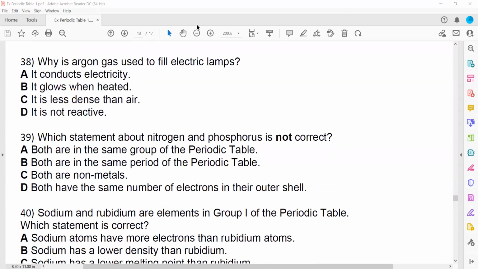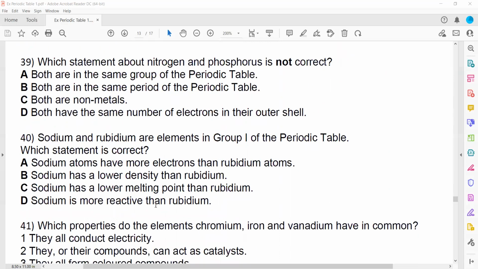Why is argon used in electric lamps or filament lamps or bulbs? For example, if this is a tungsten filament, why is there argon present? Why do we use argon? Because argon is not reactive. It does not react, so this filament will last for a longer period of time. If it was filled with air, air contains oxygen, and oxygen is an active component in air, which might react with tungsten and reduce the strength of the tungsten.